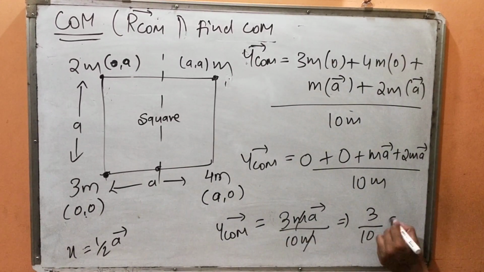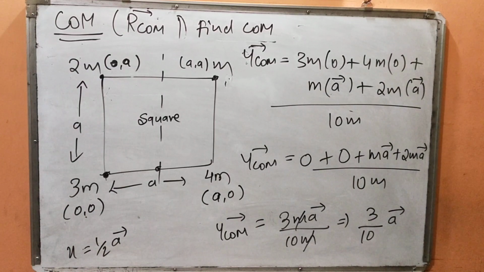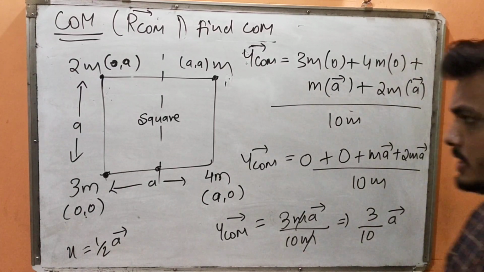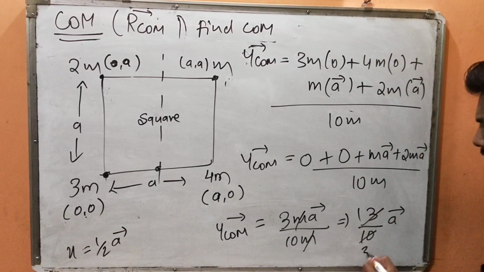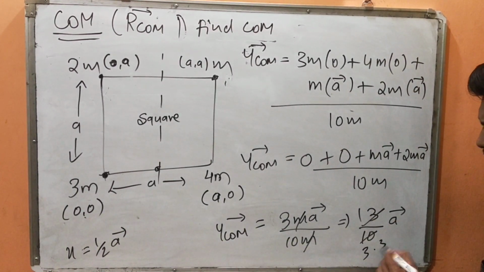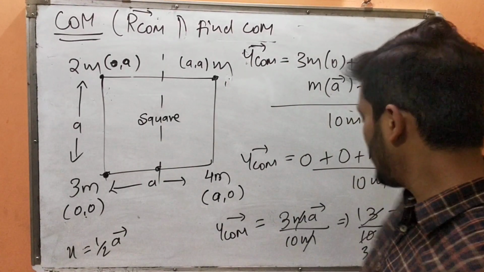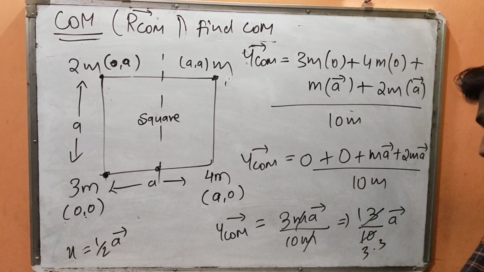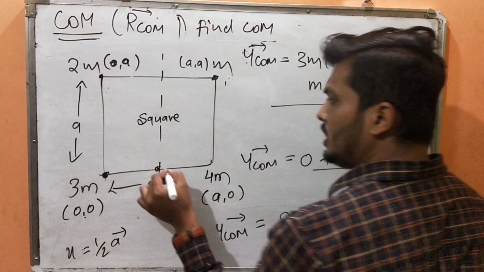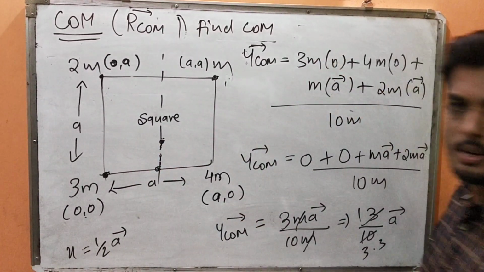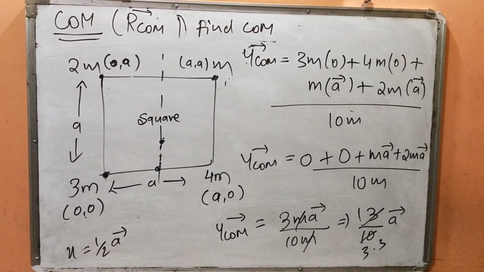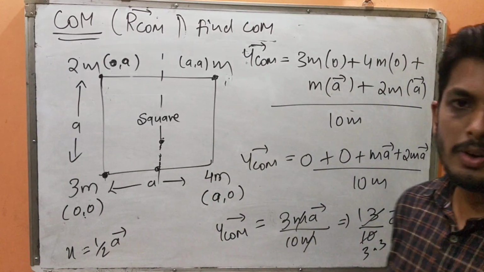So y will be what? 3 by 10. Position vector is a. So what is 3 by 10? If I solve roughly, 3 ones are 3, 3 threes are 9, and 3 point something I'll get. 3.3 something I'll get. Okay. Are you understanding? So what is the y coordinate? It is 3 point something. So why it has not traveled more distance? It is somewhere here. 0.3 of a.